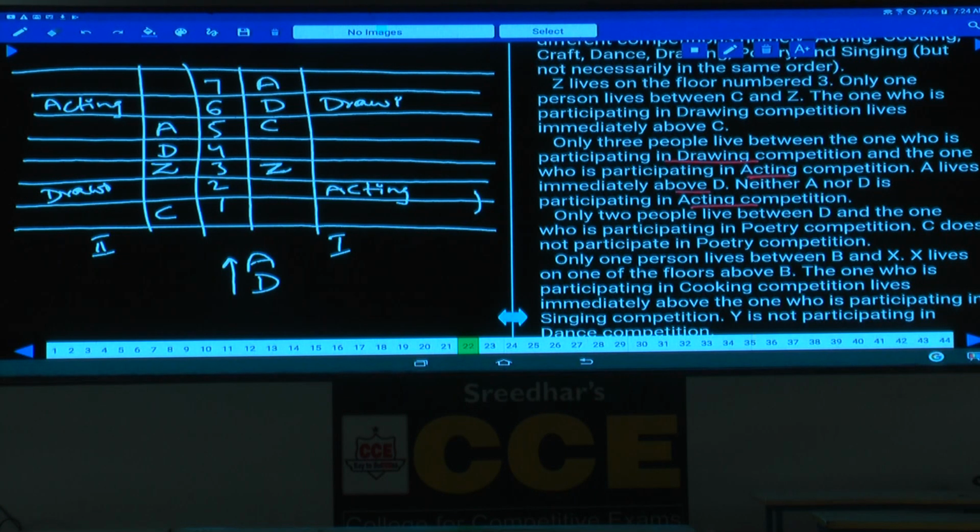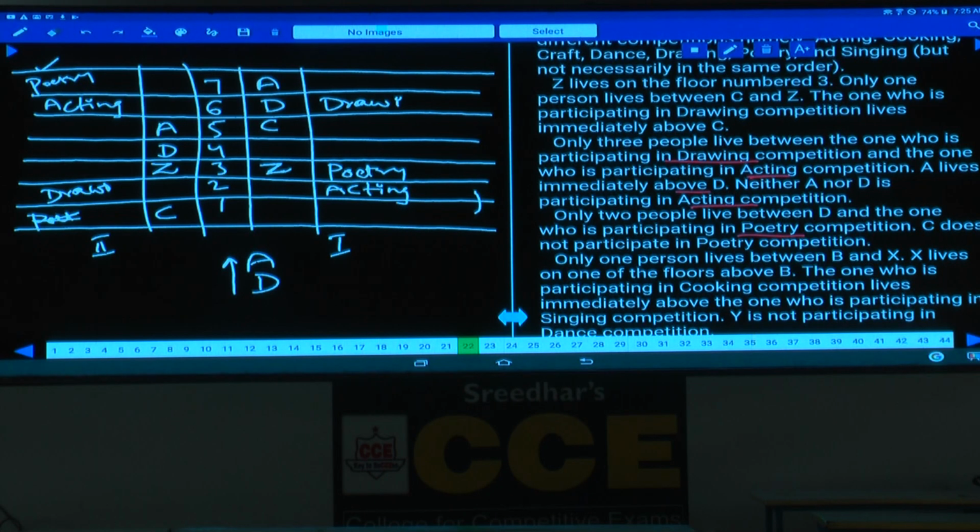Only 2 people between D and the one who is participating in poetry. How many persons are in between D and poetry? There are exactly 2 persons. As there are exactly 2 persons between D and poetry, D is here and so poetry must be here. Now in the second case, poetry can be either here or here. That is, poetry can be either on the 1st floor or on the 7th floor. And C does not participate in poetry. As C does not participate in poetry, C poetry is ruled out, and finally poetry will be on the 7th floor.